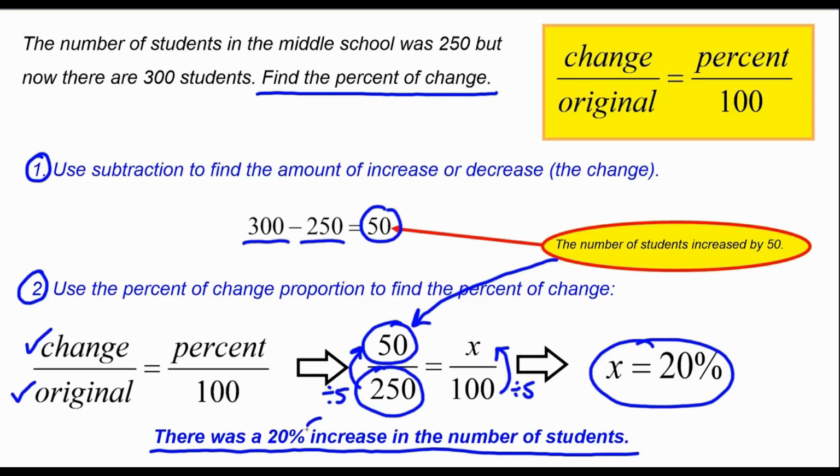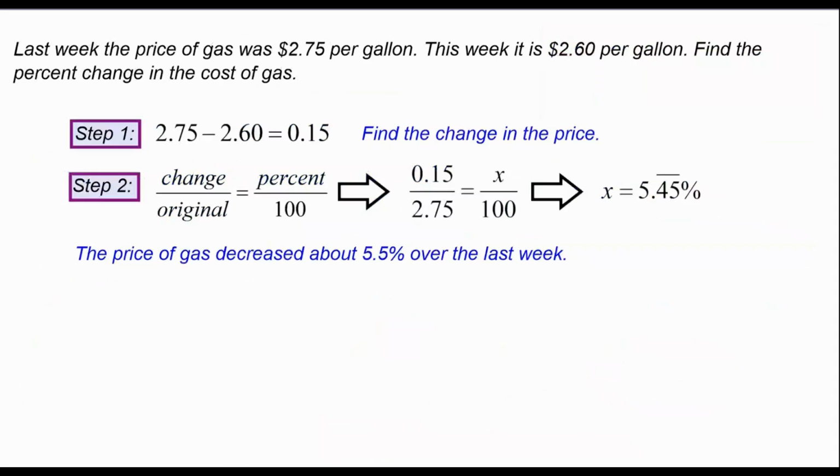And we need to make sure when we describe a percent of change that we're using the word increase or decrease. There was a 20% increase in the number of students because it increased from 250 to 300 students. So that's another way to describe the change in the number of students. Rather than saying we just got 50 more students, we increased the population of middle schoolers by 20%.